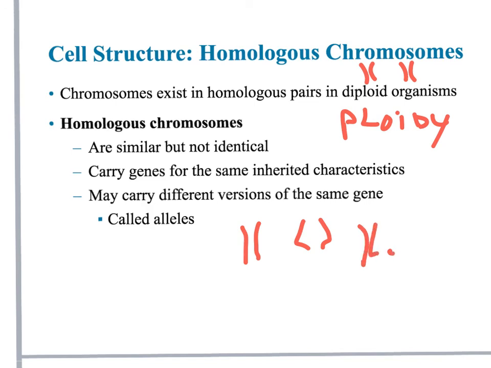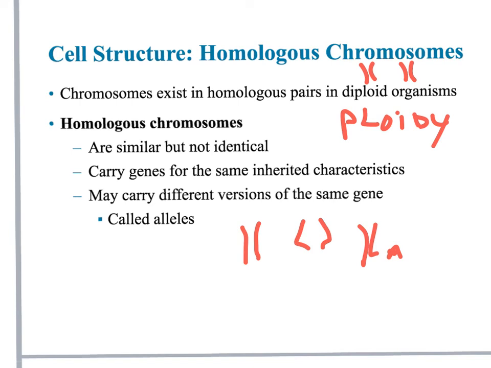The X chromosome and the Y chromosome look vastly different. They're not homologous, but we see that homologous chromosomes are very similar, just not identical, and within humans, all of our chromosomes except the sex chromosomes are homologous, meaning that they're not identical but similar.